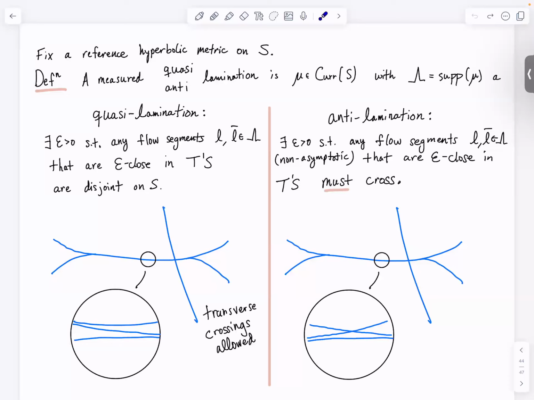Okay, an anti-lamination is a bit weirder. Again, it can have transverse crossings, but it has the weird property that two geodesics that run together and get very close for a long time have to cross. This is something that's, I think, very unnatural to think about from the point of view of Thurston, Teichmüller geometry. And I've never seen these things come up before, but they naturally come up here. These curves that run close together and then cross before they split apart. So they're appearing naturally on the boundary of the limit cone in this story.